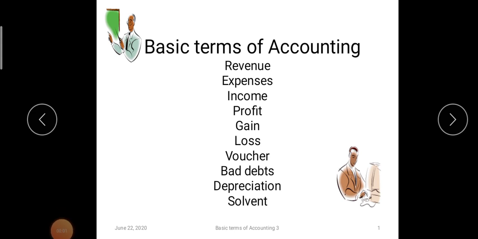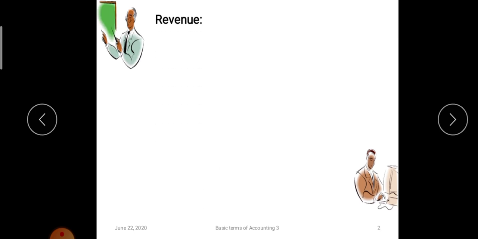Good morning. Today we are going to discuss a few more basic terms of accounting. The terms are mentioned here. Let's start. The first term is revenue.